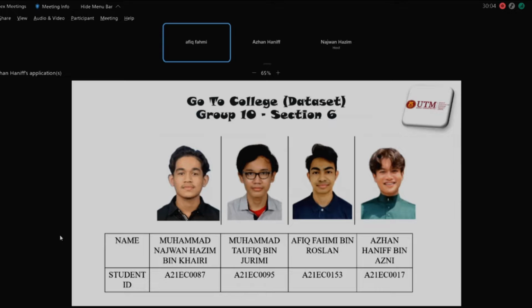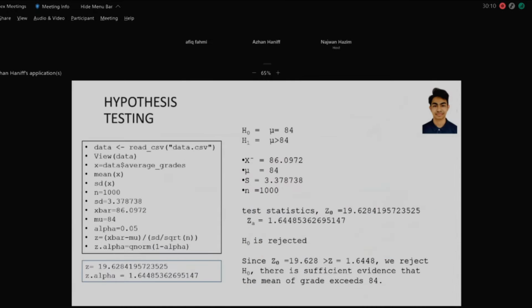Today we want to present about the go to college dataset. Okay, first of all, we have here one sample hypothesis testing. Here we want to test that the sample mean is greater than the population mean, which is 84. We have 1,000 respondents.